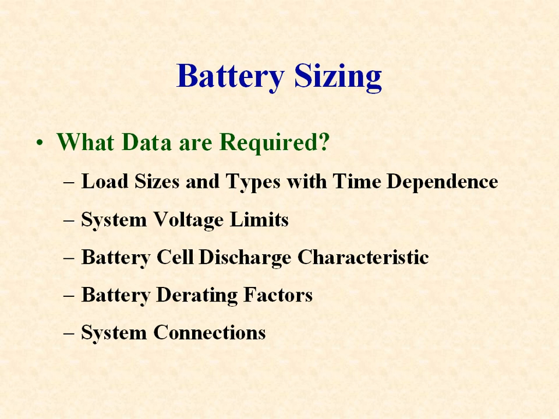A battery sizing study requires the size, type, and time dependence of each load. A sizing study also requires upper and lower limits for the system voltage. In addition, the battery cell discharge characteristic is required. Battery discharge characteristics are stored in the PTW library, and characteristics for battery types not included in the library can be added by the user. The addition of battery characteristics by the user will be discussed at the end of the tutorial.